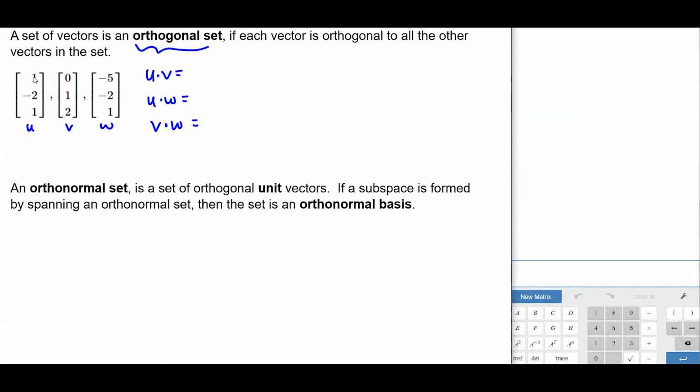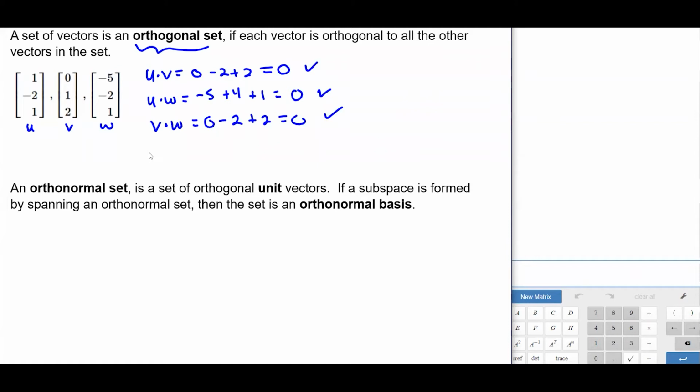So the dot product of U and V, I get 0, -2, +2. And that is 0. U and W, I get -5, +4, and +1. That's also 0. And then V dot W, 0, -2, +2. That's also 0. So it all checks out. Every vector is orthogonal to every other vector. So this is an orthogonal set.